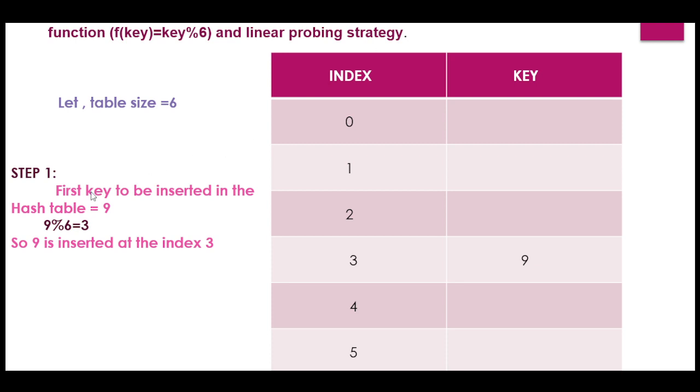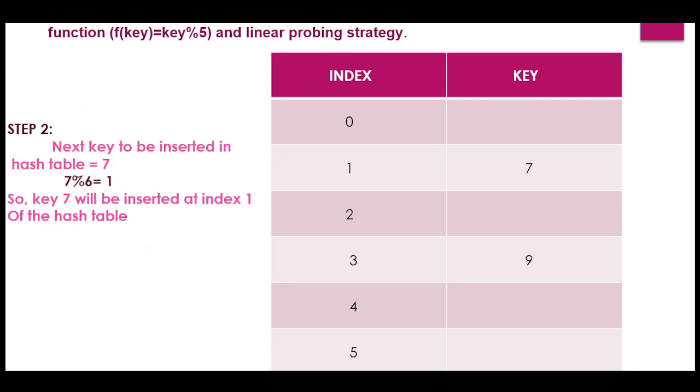So step 1, the first key to be inserted in the hash table is 9. We have the formula key mod table size. The key element is 9 and the table size is 6. So 9 mod 6 is 3, and 9 is inserted at index 3.